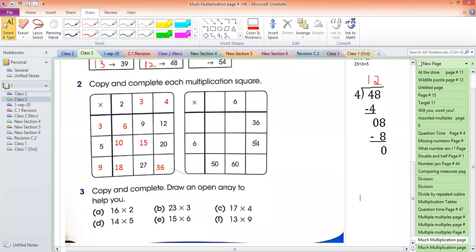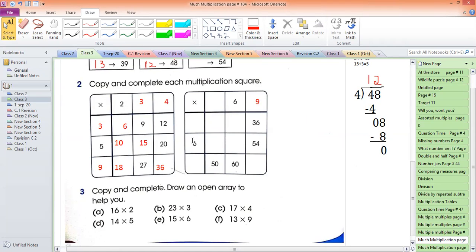This is 54, okay? 6 multiplied by what number will give you 54? Yes, guys. 9. So you will write here 9. 6 multiplied by 9 will give you 54. So you will write here 9. That means you know it.